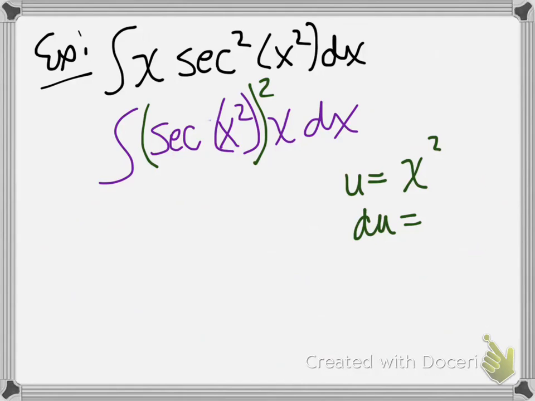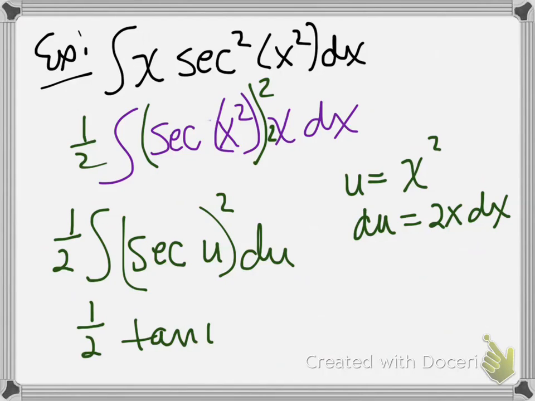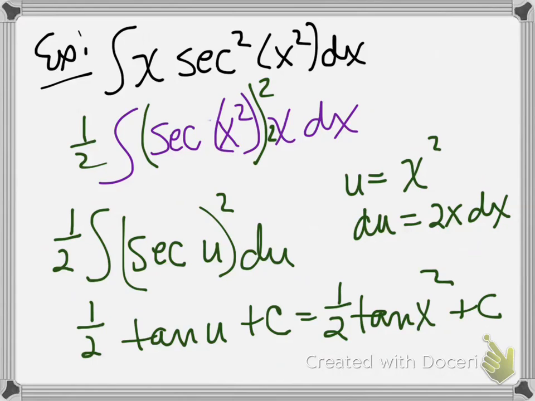If x squared is my u, the derivative of x squared is 2x dx. So I would need a 2 in here, and I would balance it with a 1/2. So this would be 1/2 the integral of secant u squared du. Secant squared is the derivative of tangent. So this would be 1/2 tangent u plus c, which would become 1/2 tangent x squared plus c, just replacing the u with x squared.